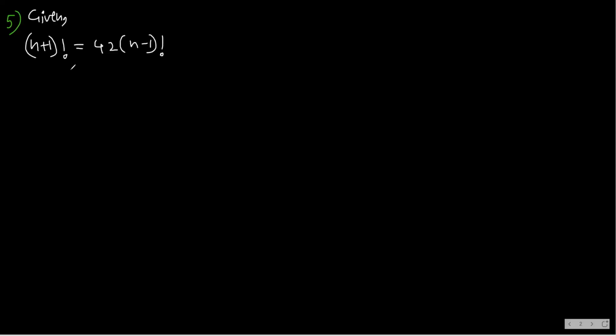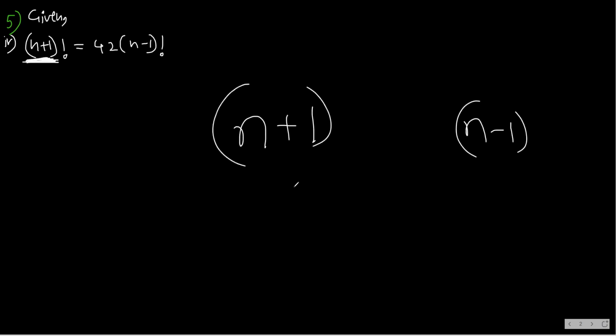So let us solve this question from exercise 3.2, question number 5, fourth sub question. We are given that n plus 1 factorial is 42 times n minus 1 factorial. I notice that on the left hand side, I have n plus 1 factorial, and on the right hand side, I have n minus 1 factorial. So the fact is, on the left hand side, I have the bigger number factorial. See here, n plus 1 and n minus 1. In these two, which number is bigger? This number is bigger.